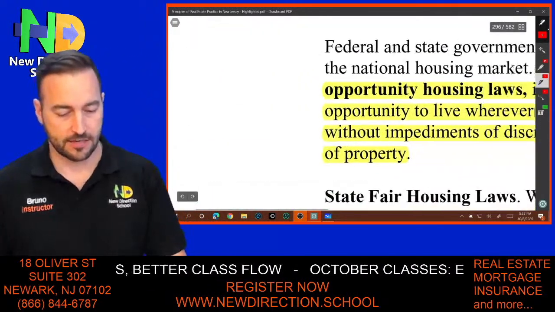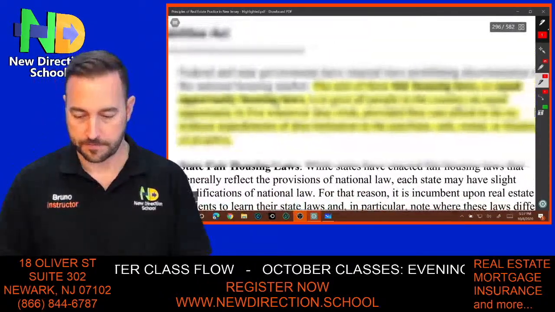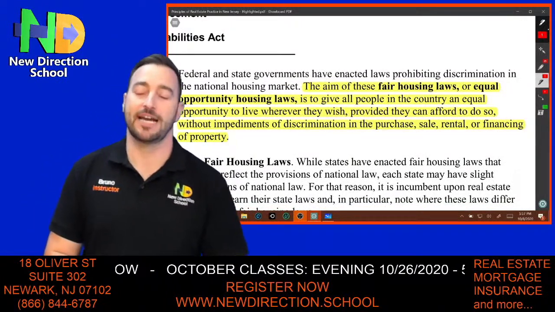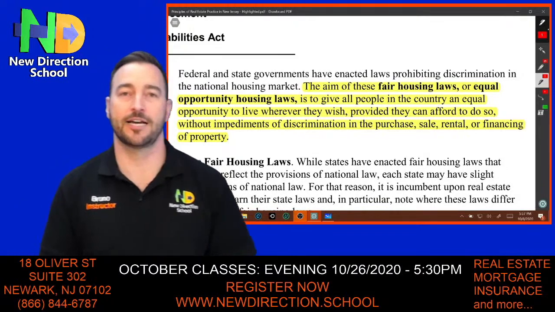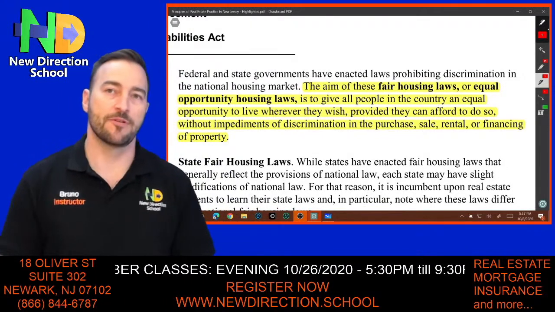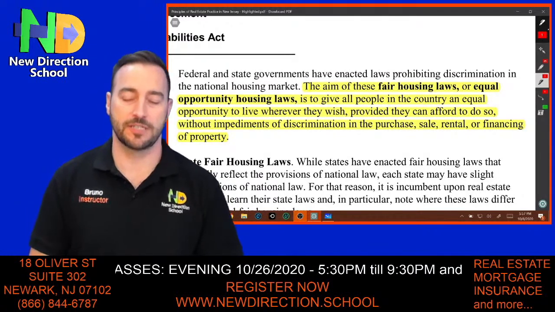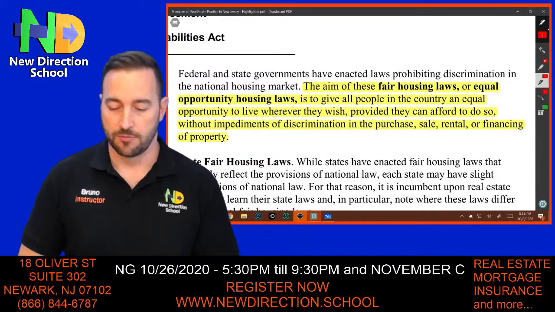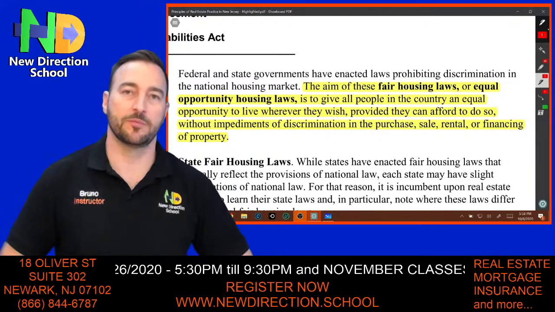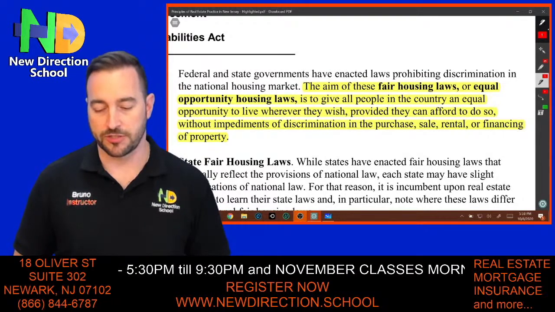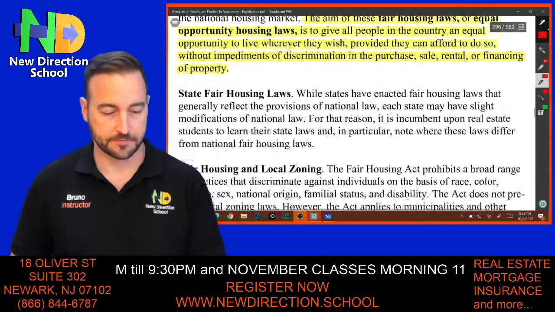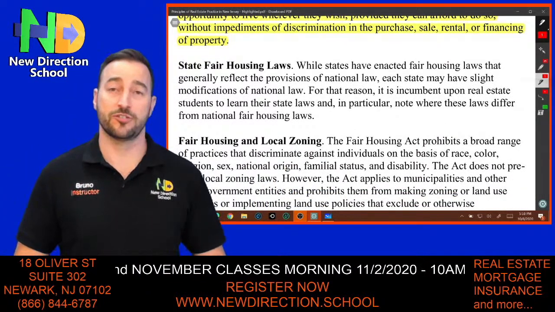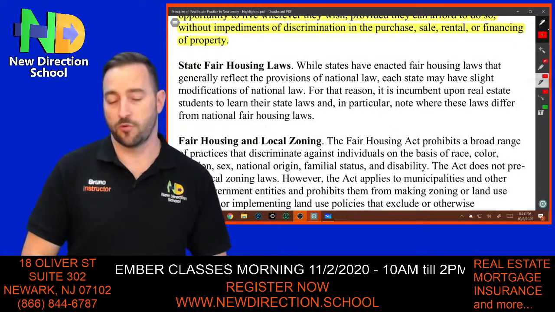So let's start with the federal laws right here. Federal and state governments have enacted laws prohibiting discrimination in the national housing market. The aim of these fair housing laws, or equal opportunity housing laws, is to give all people in the country an equal opportunity to live wherever they wish, provided that they can afford to do so, without impediments of discrimination in the purchase, sale, rental, or financing of the property. Like I said, states enact their own fair housing laws, and again, they have to reflect the provisions of the national law and can enforce a little bit more if they want.